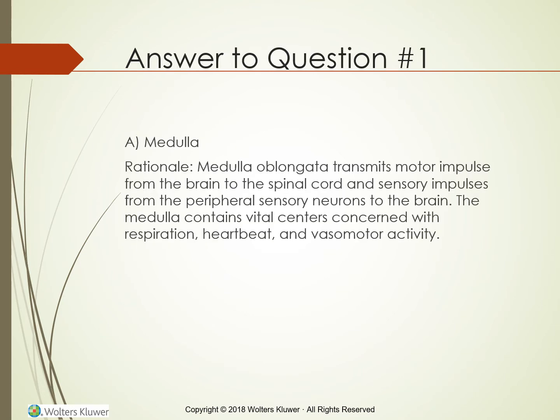The medulla oblongata transmits motor impulses from the brain to the spinal cord and sensory impulses from the peripheral sensory neurons to the brain. The medulla contains vital centers concerned with respiration, heartbeat, and vasomotor activity, which is the smooth muscle lining of the vascular system.